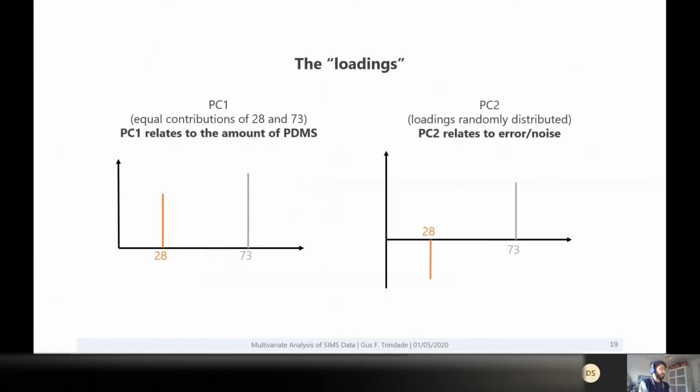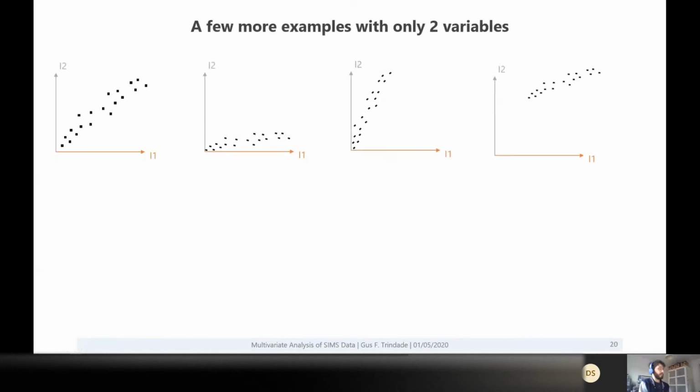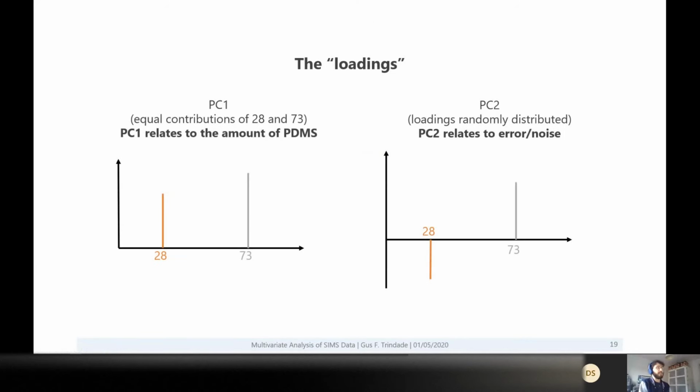So these are the loadings. Equal contributions of 28 and 73 for PC1. And that's when you make the interpretation. Well, I know these two peaks come from PDMS, so PC1 must be representing the amount of PDMS in the samples. And in this case, PC2 relates to error and noise. So this went down from 2 variables to 1 variable. So it's a 50% reduction. Well, obviously, in this case, it may seem useless, but it will be quite useful when we do several variables, several thousands of peaks.